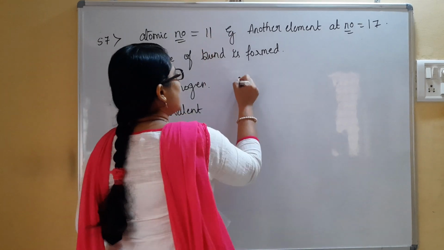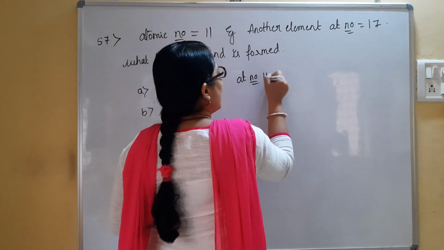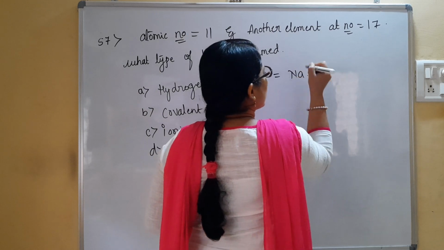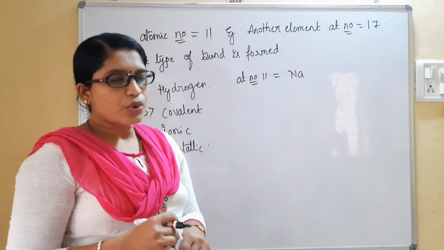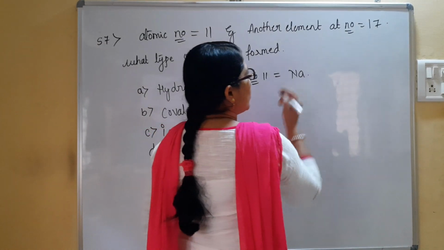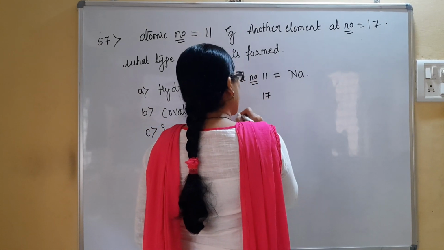Now when you consider atomic number 11, it is sodium. Yes or no? It is a first group element, sodium. Atomic number is 11. Coming to 17, it belongs to the halogens.